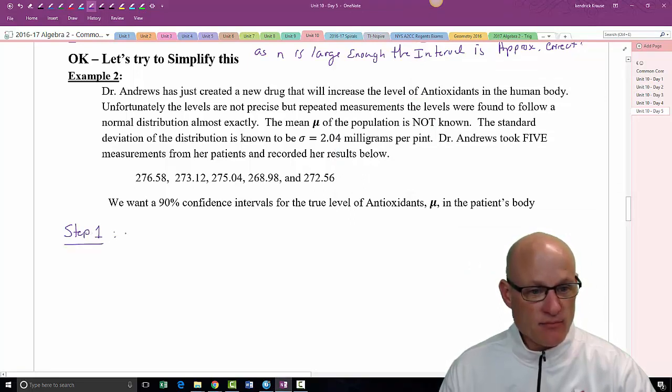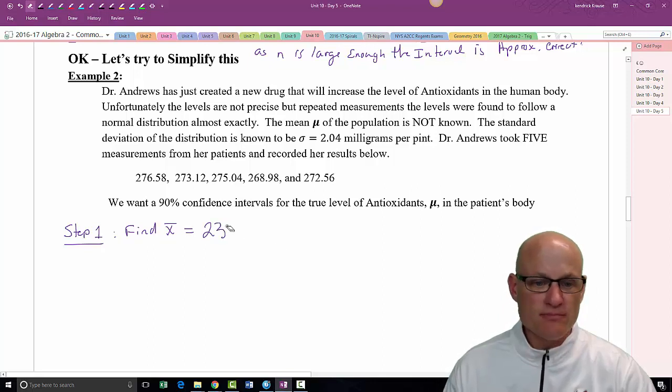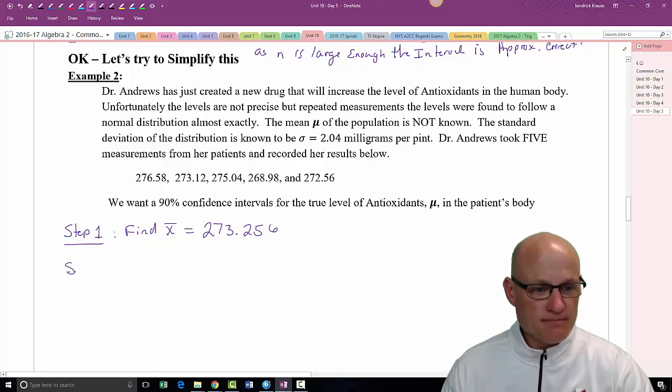So we calculate the x bar, step 1. Find x bar. And we found it to be 273.256.